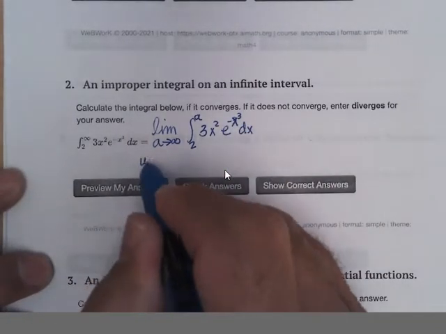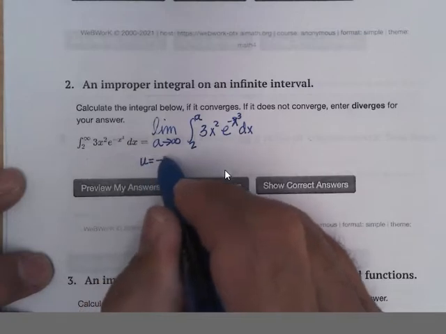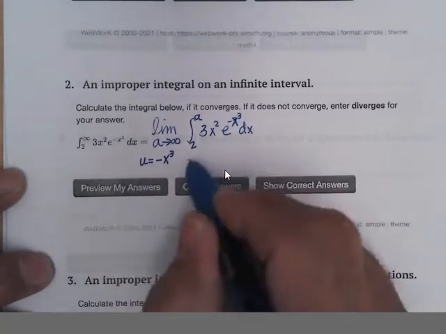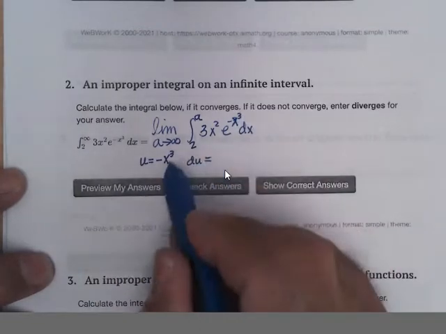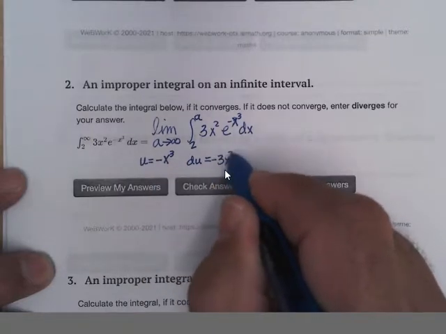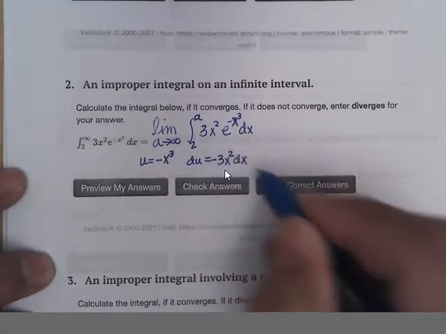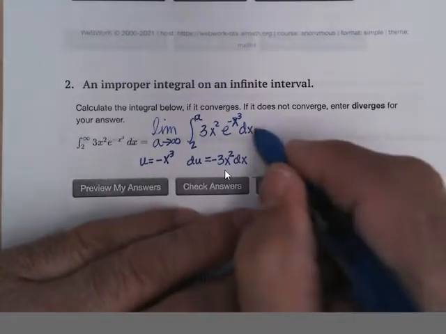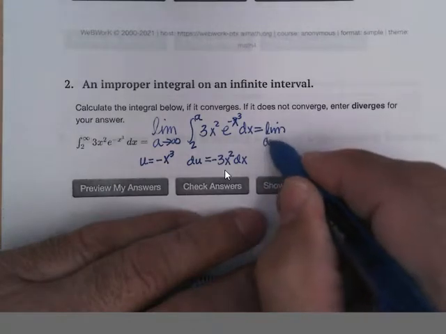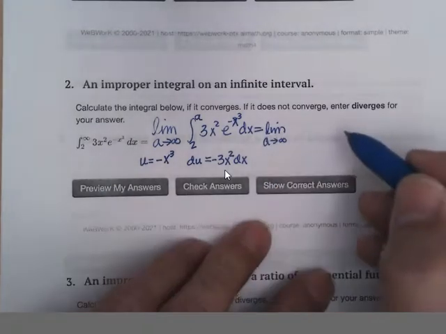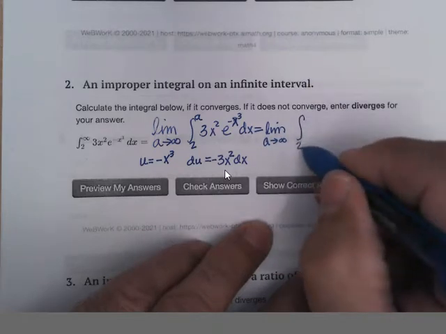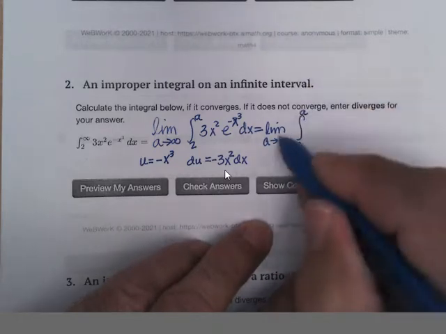I'm going to let u equal negative x to the 3rd, that power. Then du would equal negative 3x squared dx. So this is going to become the limit as a approaches infinity of this integral that I'm trying to work on here. I'm only working on the integral, keeping this held.